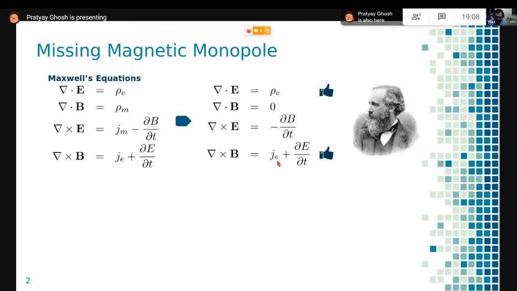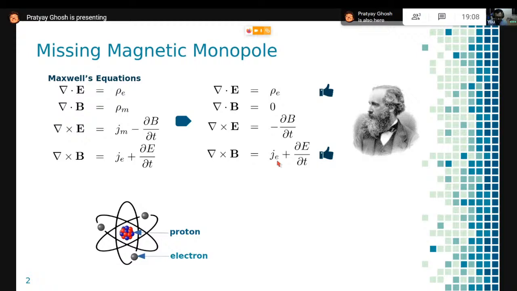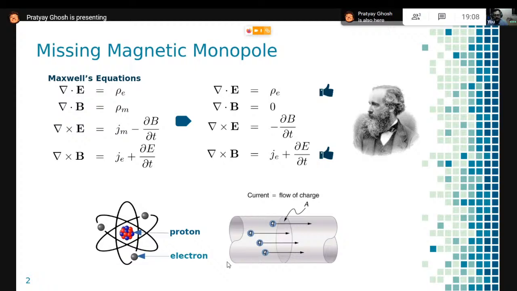If you look closely into a material, you can go to the atomic level, and now you have an atom, and you know that your atom has positively charged particles in the nucleus, surrounded by negatively charged electrons. These are your elementary particles, and they have electric charge inside them. When you have a conductor with these electric charges and you apply a field across them, these charges move, and that's how you get your current.